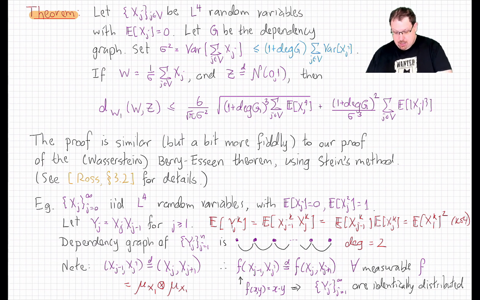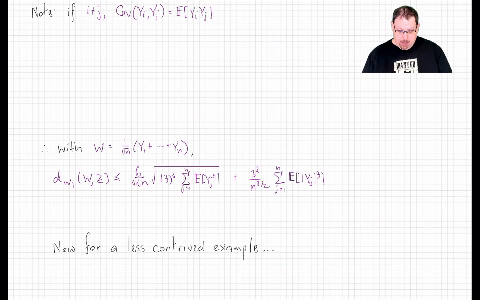Yj is just a function of xj minus 1 and xj, that fixed function being the product function in this case. And so since it's a fixed function of this fixed distribution, that means that they all have the same distribution. They are not, of course, independent, but they are at least identically distributed. Now, in order to apply this bound, we're going to need to compute, or at least estimate, this sigma. We have a bound for it from the previous lemma in terms of this degree here, but we actually would like to know exactly what it is, and that's not hard in this example.